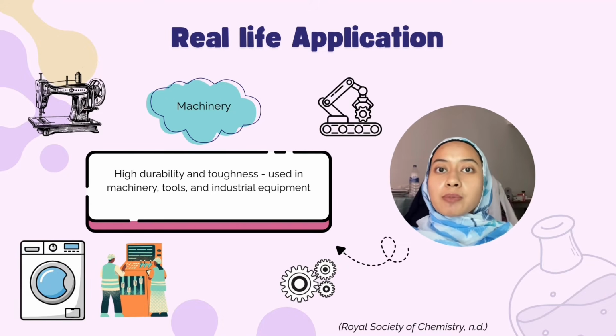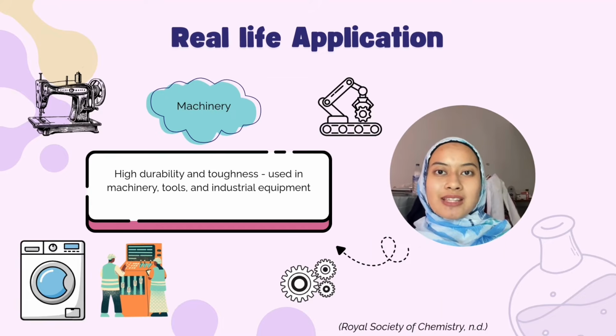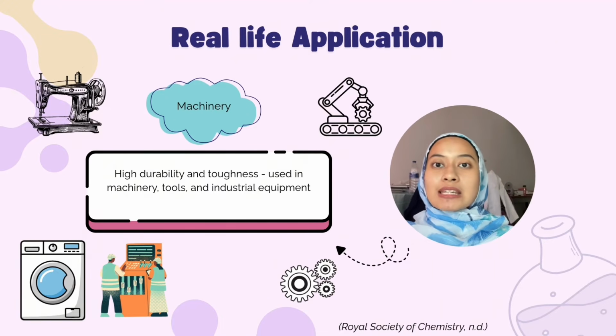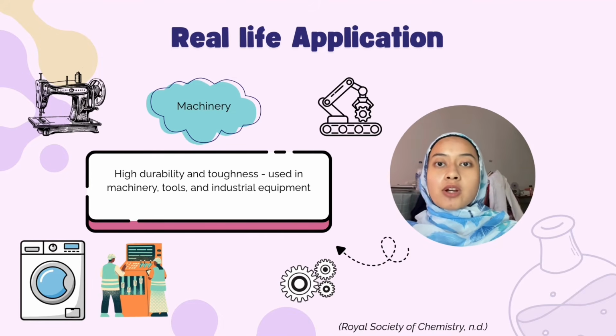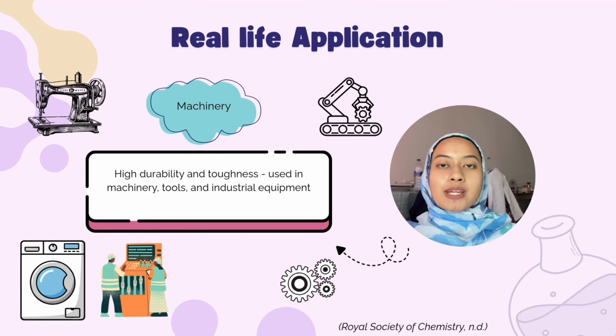The strong attraction between metal ions and the sea of delocalized electrons allows metals to absorb energy without breaking easily. This makes metals resistant to wear, impact, and deformation. Because of these properties, metals are widely used in machinery, tools, and industrial equipment, where strength and long-lasting performance are essential.